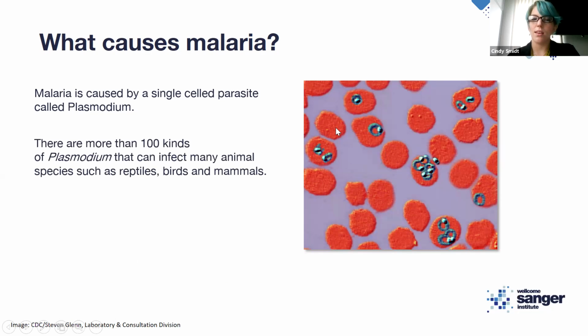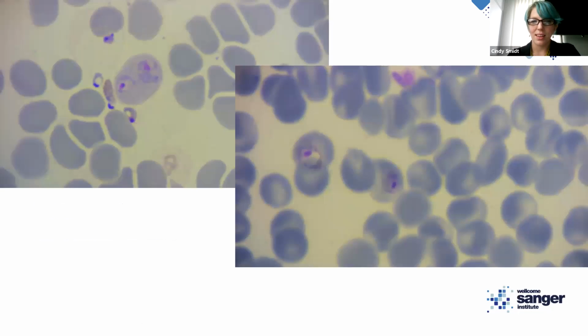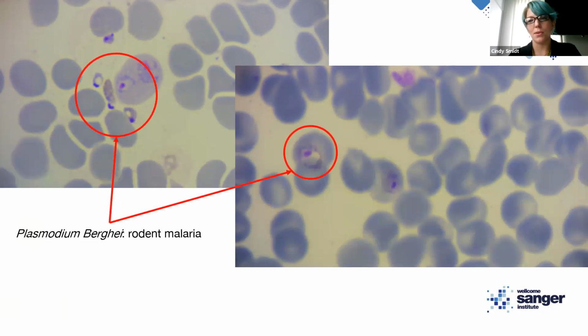There are more than 100 kinds of Plasmodium that can infect many animal species such as reptiles, birds, and mammals. They don't interlink as well. So one that affects reptiles cannot affect humans. Same with the rodents and birds. However, the primate malaria can affect humans as well. Plasmodium falciparum and Plasmodium vivax are the most common types of malarias that infect humans. This is the malaria that I work with, Plasmodium berghei.